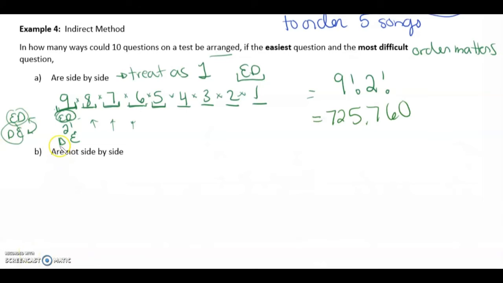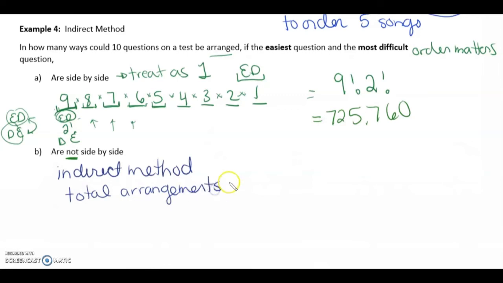So let's talk about the indirect method now. If we want to find the number of arrangements where the easiest and the most difficult questions are not side by side, let's use the indirect method. What we're going to do is say what the total arrangements are, and then subtract the number of arrangements that are side by side. I'm going to use this notation: the number of total arrangements, minus the ones that are side by side, gives us the number that are not side by side.